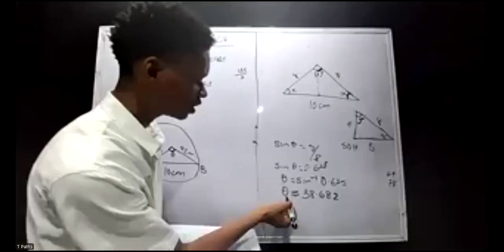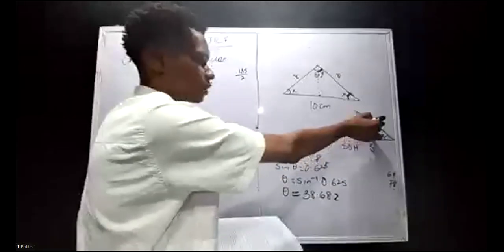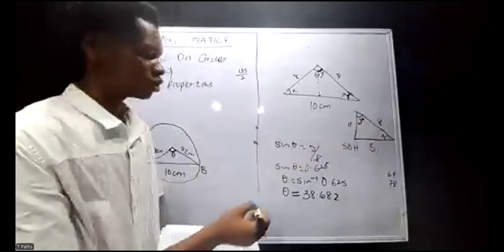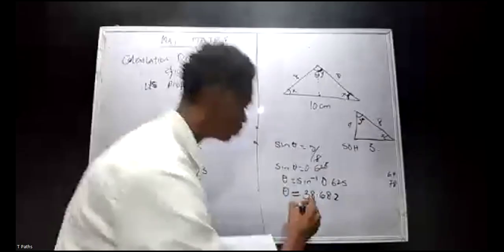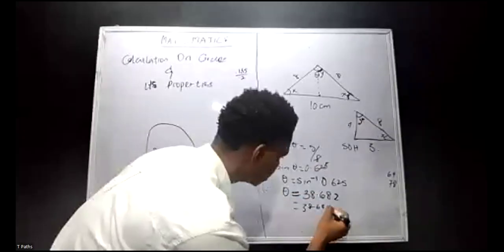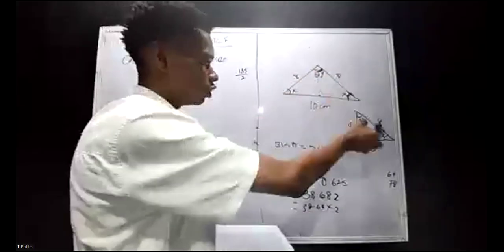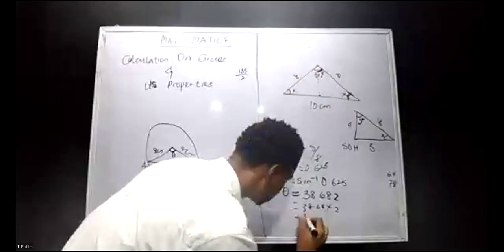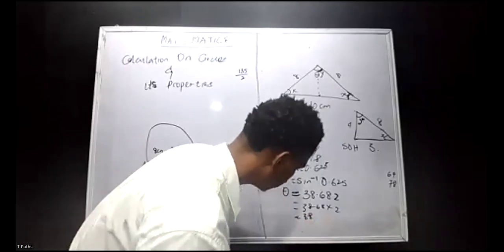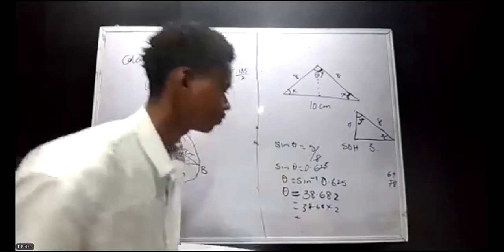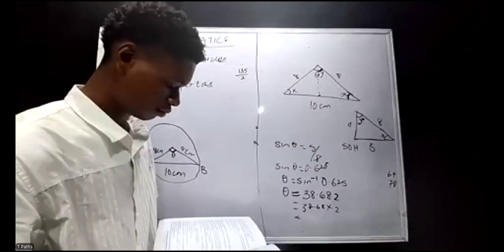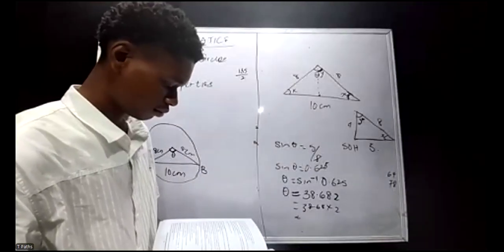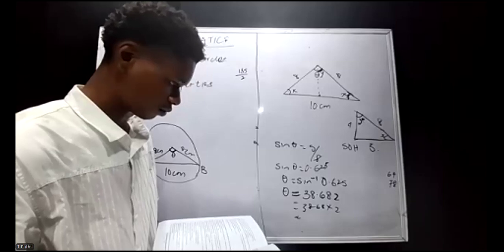So the value of y here is 38.682, which is the y that we calculated. Because this is in degrees, I'm going to work with 2 decimal places. This is 38.68. So I'm going to multiply it by 2 to get the value of theta. We calculated for y, so this is 38.68 times 2. What is that going to give us? 77.36.